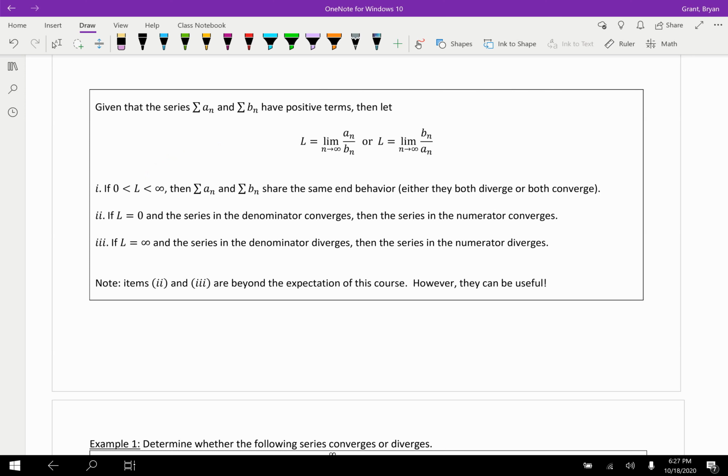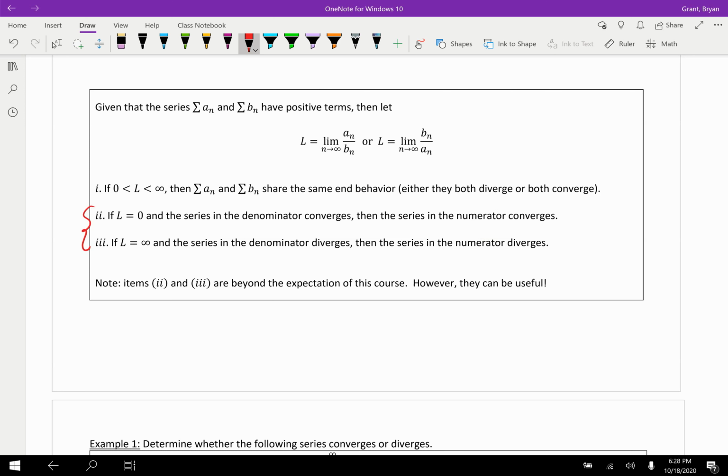However, if you get an answer of 0 and the series in the denominator converges, then the series in the numerator also converges. However, the opposite is not true. So if L equals 0 and the numerator converges, then you don't know much about the denominator. And then last but not least, if the limit equals infinity and the series in the denominator diverges, then the series in the numerator also diverges.